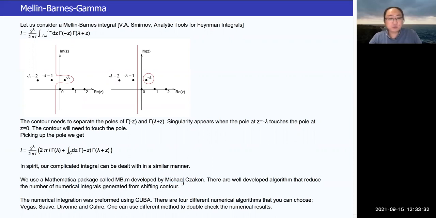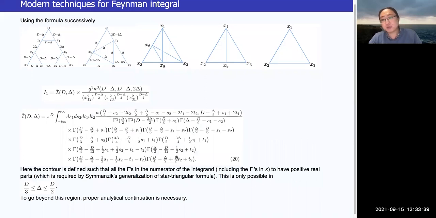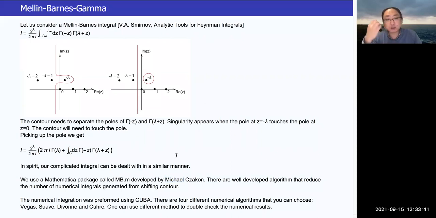So for integrals as complicated as this, different approaches of shifting contours might end up with different numerical integrations, which can be time consuming if you don't do it wisely. But there are amazing algorithms that can reduce the number of numerical integrals generated from here. And for the numerical integration, on the other hand, you can use Cuba.